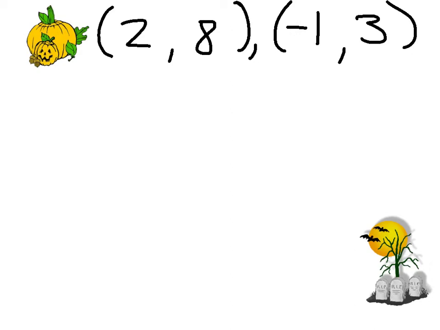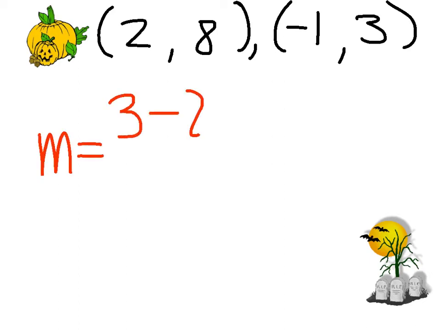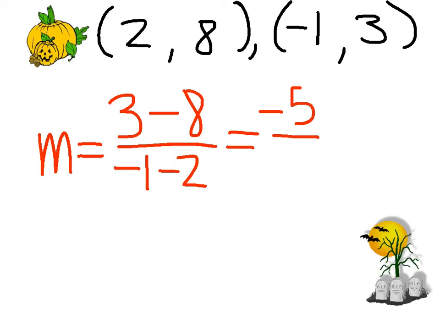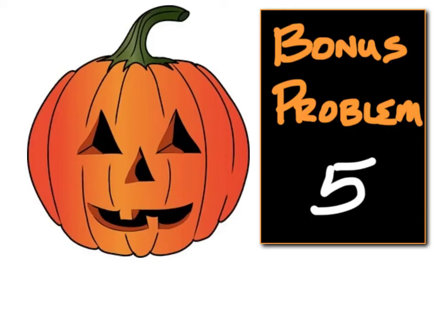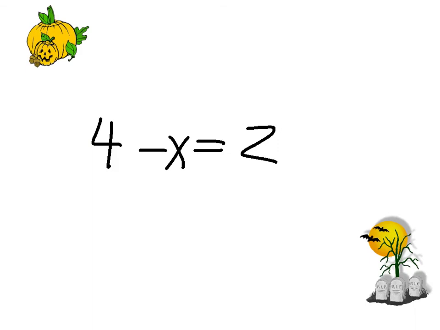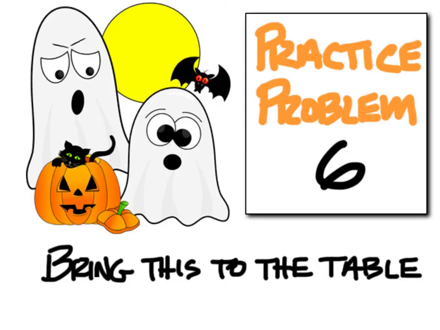Alright, practice problem number 5. I want you guys to work it out this time. So go ahead and bring up the final answer. When we put this in our equation, we'll have 3 minus 8 over negative 1 minus 2. On the top, we'll have negative 5. On the bottom, negative 1 minus 2 is negative 3. And that's the same as 5 over 3. Okay, answer for the bonus should have been 2.